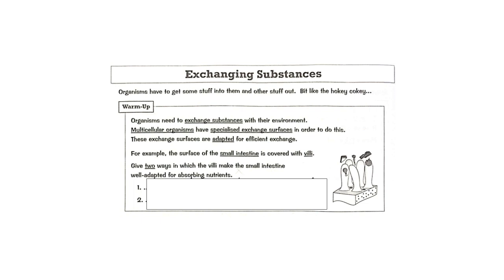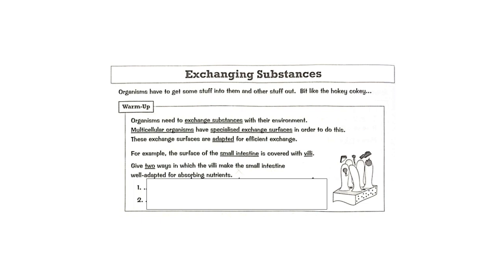Next one, exchanging substances. Organisms have to get some stuff into them and other stuff out. Organisms need to exchange substances with their environment. Multicellular organisms have specialized exchange surfaces in order to do this. These exchange surfaces are adapted for efficient exchange. For example, the surface of the small intestine is covered with villi. Give two ways in which these villi make the small intestine well adapted for absorbing nutrients.